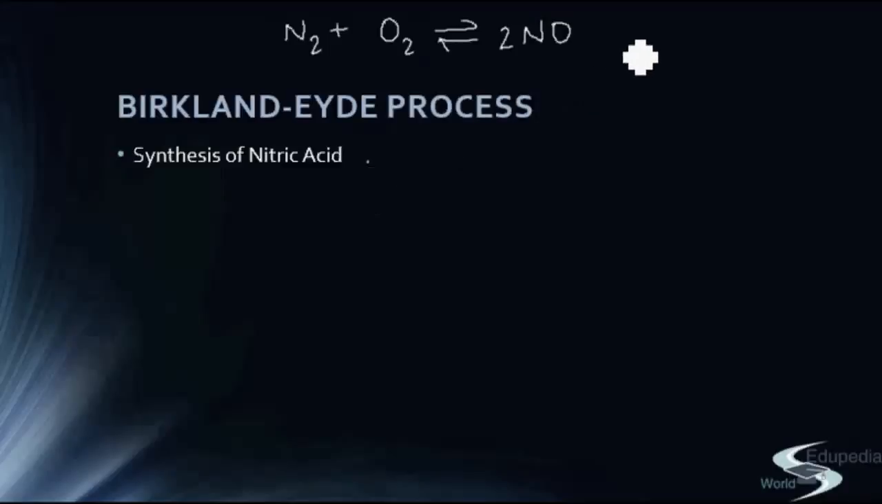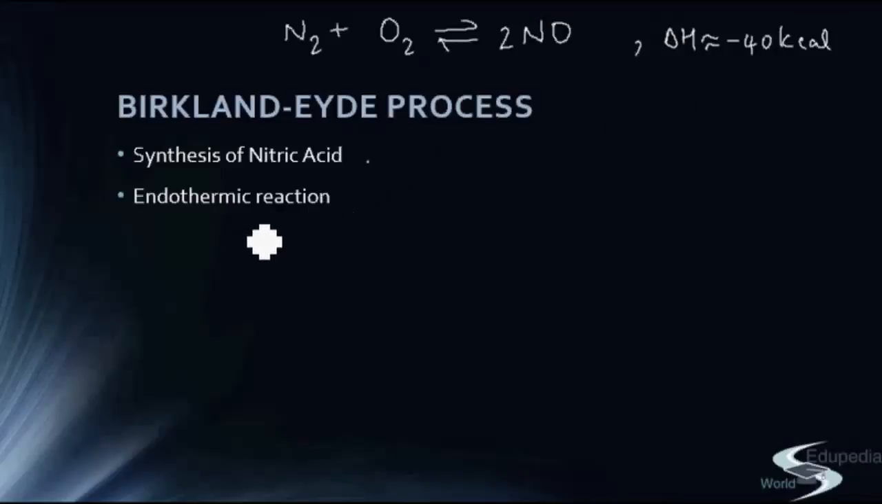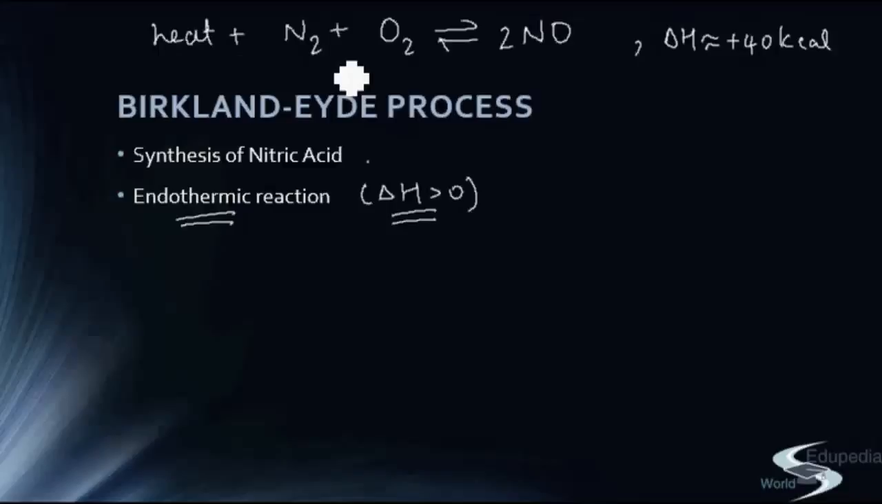So for this reaction, delta H lies in the neighborhood of plus 40 kilocalories per mole. So this is an example of an endothermic reaction. Endothermic means delta H is greater than 0 over here. If delta H is greater than 0, this means heat is being absorbed along with your reactants to form the product.